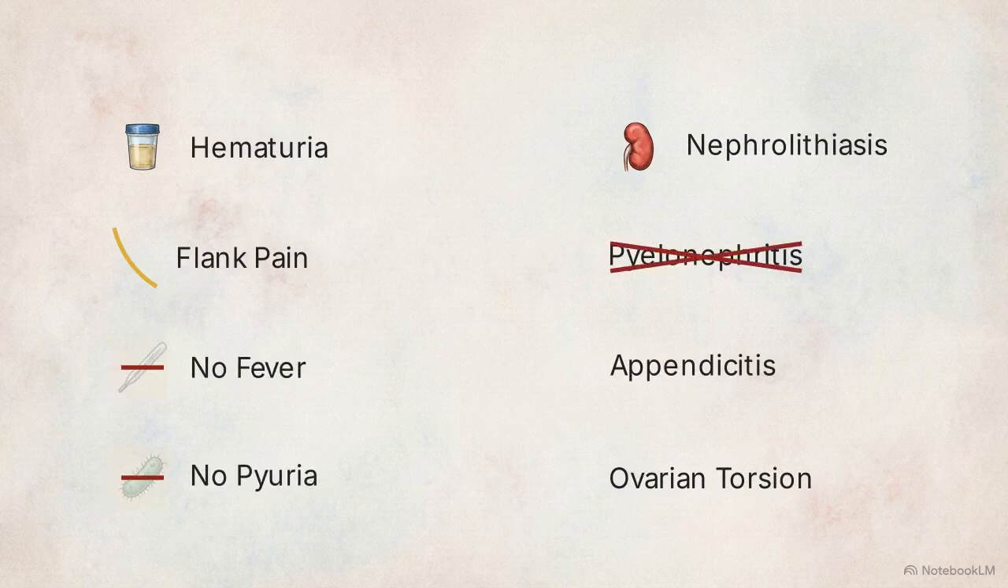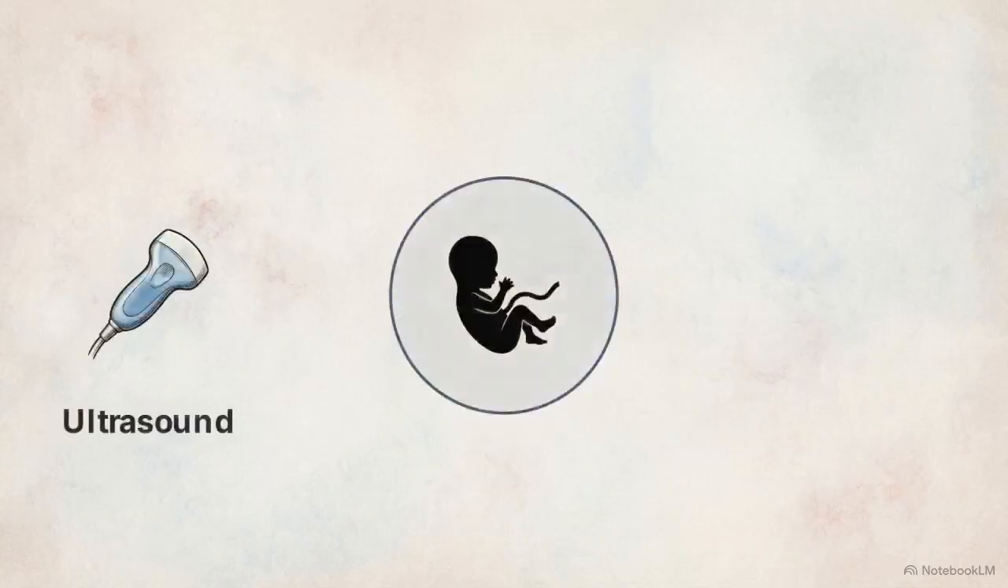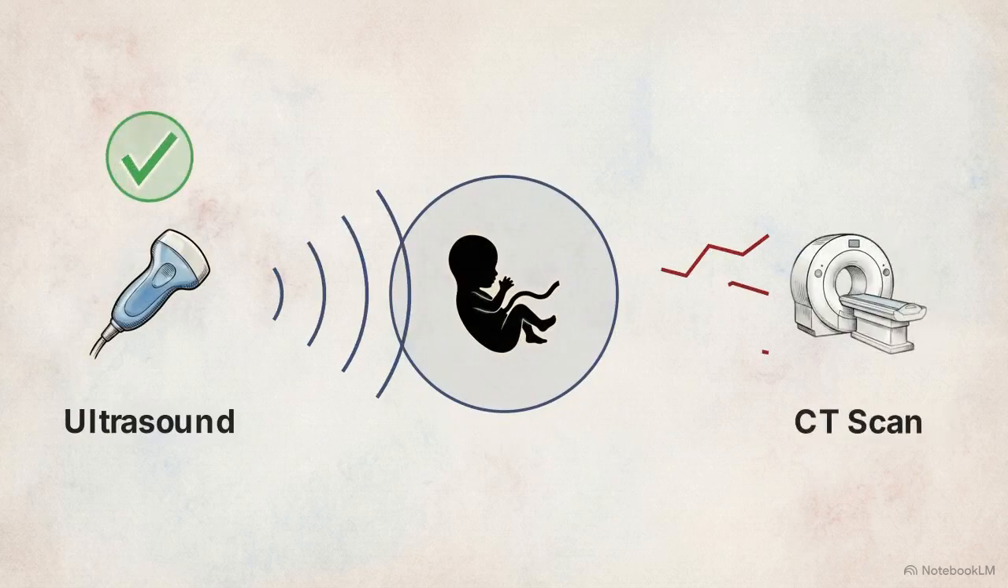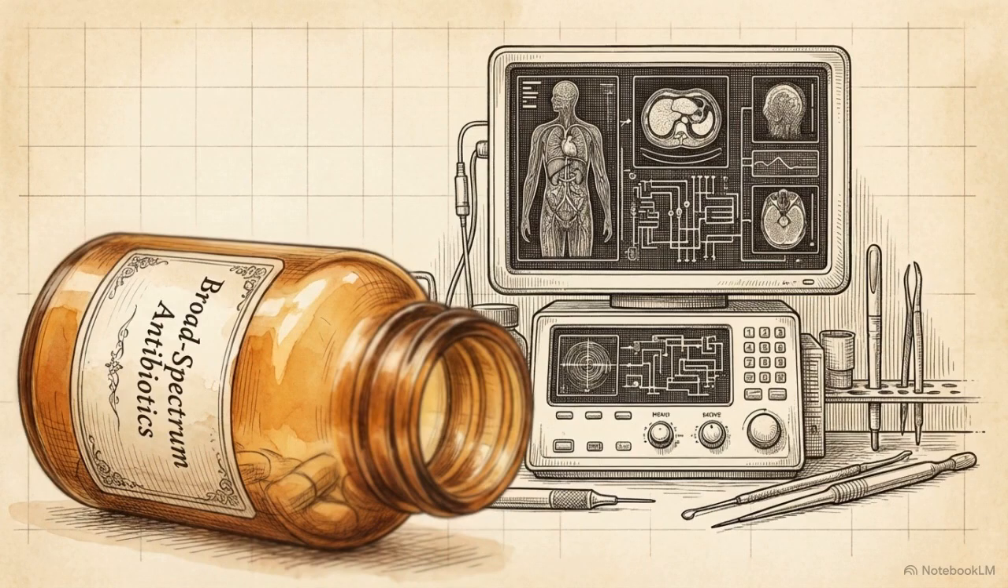The absence of fever rules out pyelonephritis. Her high flank pain eliminates appendicitis and ovarian torsion, which present lower in the abdomen. Diagnostic management must respect the patient's gravid context. Because she is pregnant, ultrasound is the preferred imaging modality over a CT scan to avoid exposing the fetus to ionizing radiation. Recognizing the mechanical nature of the obstruction allows the clinician to bypass broad-spectrum antibiotics entirely and prioritize a safe, targeted imaging approach.